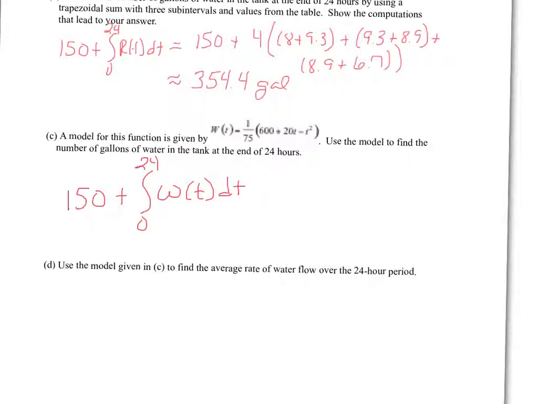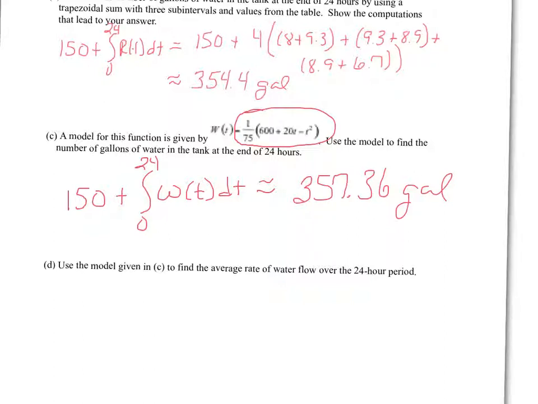You could probably do this one without a calculator, but for time's sake, go ahead and plug this into Y1 and let your calculator find the answer. Okay, approximately 357.36 gallons. Make sure everybody gets that. I want to be sure you are getting it in your calculator. Now it says use the model to find the average rate of water flow over the 24-hour period.